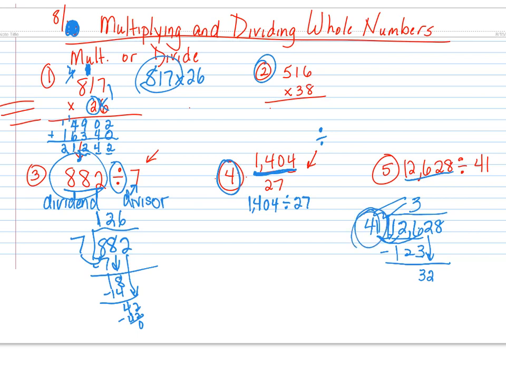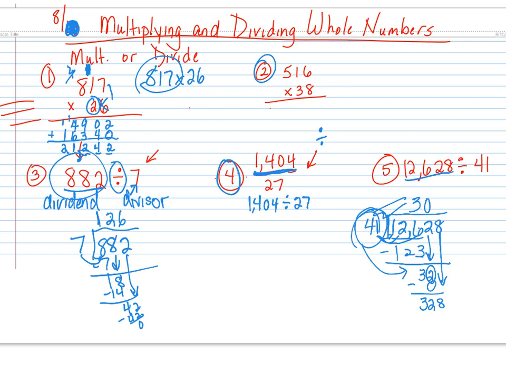Does 41 go into 32? It sure doesn't. Now, because this 2 came down from the tens and it doesn't go in there, I have to put that 0 there above the 2 because it holds a place value. Okay? So you can go minus 0 if you want to. You don't have to, but then we're going to drop down the 8. And then I say to myself, how many times does 41 go into 328?